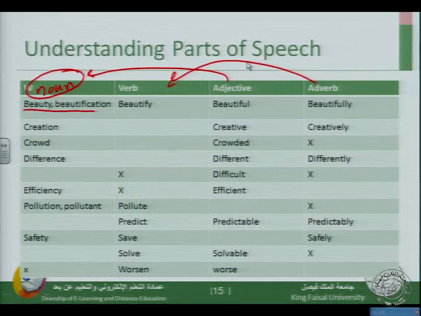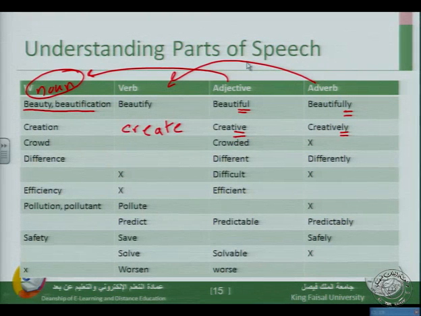We have here beauty and beautification. The verb of beauty is beautify, the adjective is beautiful, and usually we add ly to make a word an adverb. To make an adverb, usually, not always, you need to add ly at the end of the word. Beautifully, okay? Beauty, beautification, beautify, beautiful, beautifully. Creation, the verb of creation is create, and the adjective is creative, see? And creatively, adverb.